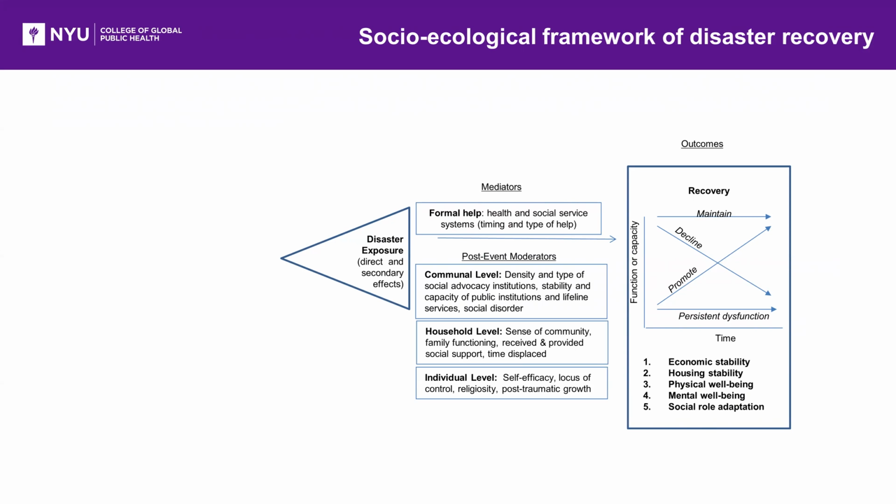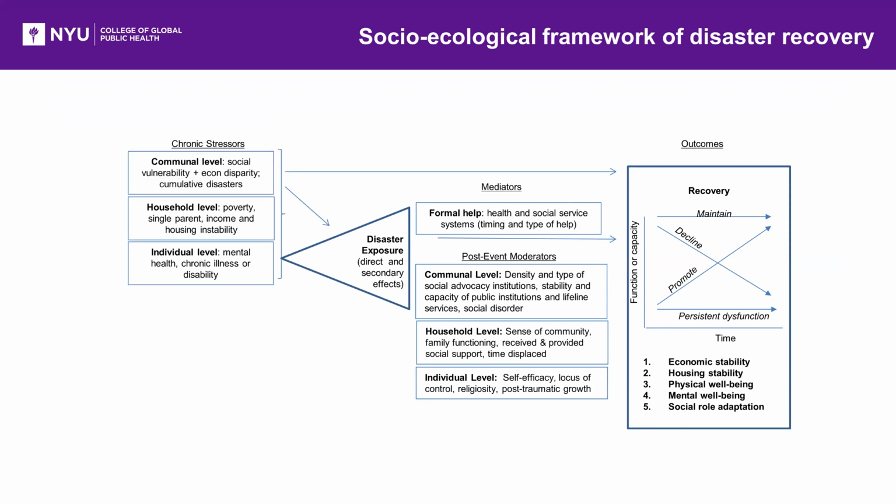At a household level, we may be thinking about how people perceive the community around them, how well functioning the family is, the strength of their social support. At an individual level, we're thinking about a lot of these psychological characteristics such as self-efficacy, locus of control, and even religiosity. But of course, before the event occurred, there are a number of stressors which are going to have an impact both on the exposure and on the outcome. And similar to the post-event moderators, these pre-event effects, these stressors can happen at multiple levels.